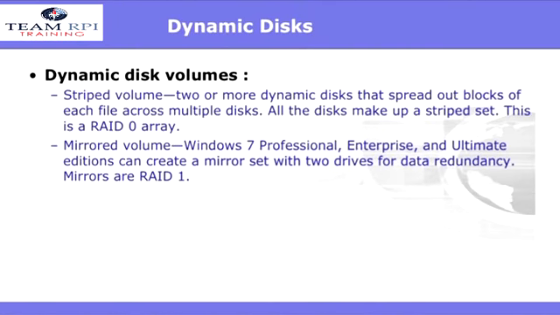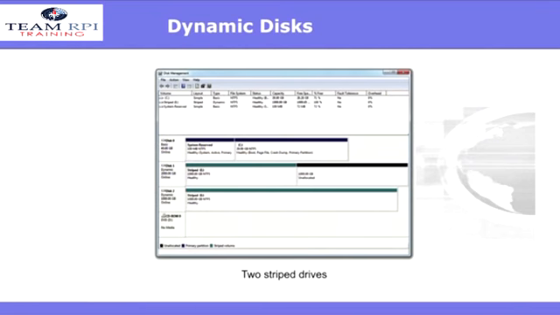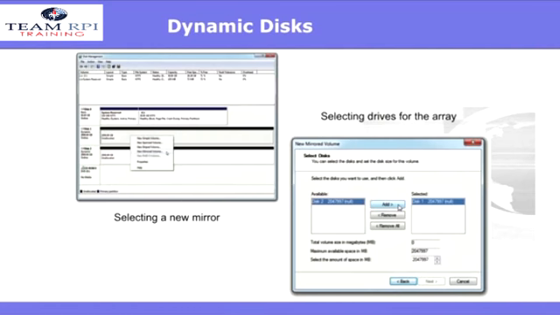You have a few different types of dynamic disk volumes to deal with: a striped volume, two or more dynamic disks that spread out blocks of each file across multiple disks, or a mirrored volume. You'll find this in Windows 7 Professional, Enterprise, and Ultimate editions. You can create a mirrored set with two drives for data redundancy, or RAID 1. Here's a look at two striped drives in the disk management console. And here's a look at selecting a mirror drive.